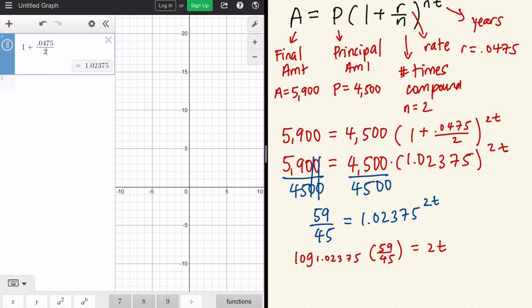So we're almost there. Now we need to get rid of the 2. So we need to divide both sides by 2. You can also multiply both sides by 1/2. Because 2 times 1/2 cancels out. So our answer is 1/2 log base 1.02375 of 59 over 45.